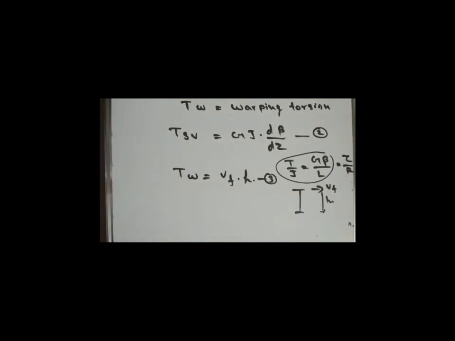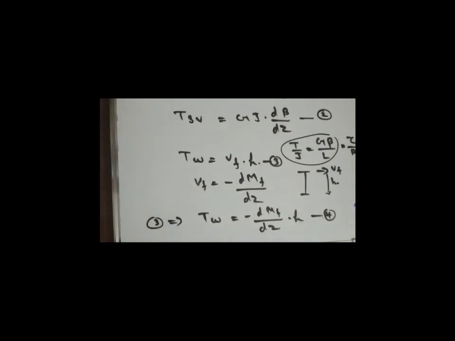Now we have to determine the VF. VF is equal to minus dMF divided by dz. MF is nothing but the flange bending moment. dz is nothing but the small length. Now TW is equal to minus dMF divided by dz into h. That equation we will call equation 4.